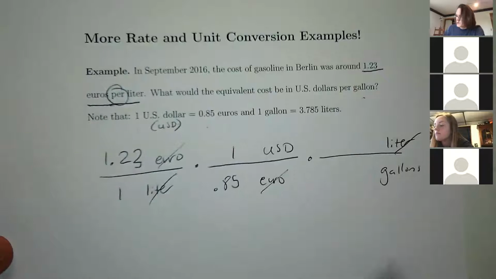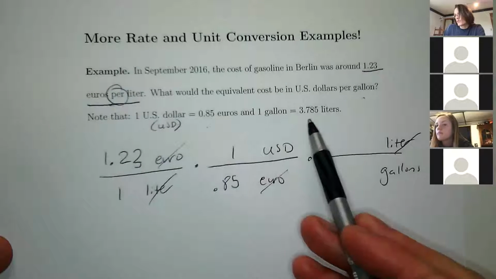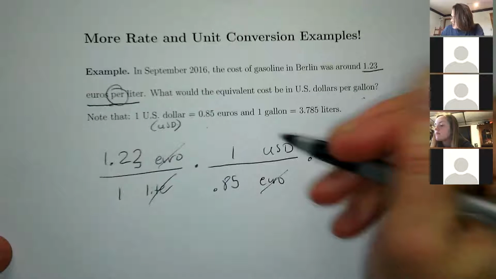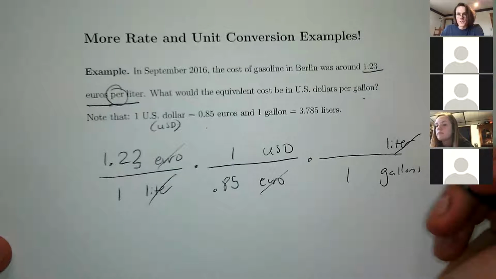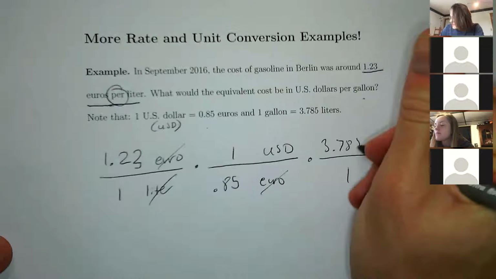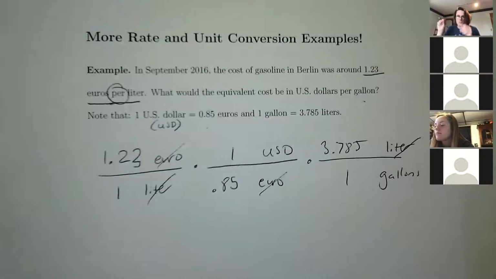And then for the liter, you do the same thing. I have 1 gallon equals 3.785 liters. So the 1 goes with the gallons, and the liters goes up here, 3.785. I don't know what my dog is barking about. And now you just compute across.